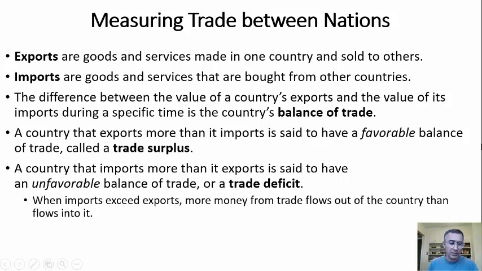An unfavorable balance of trade is a trade deficit, and that's when you import more than you export, which is what we have. When imports exceed exports, more money from trade flows out of the country. So that's the thing that looks really horrible.